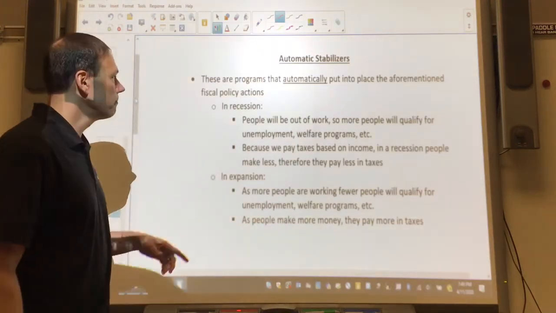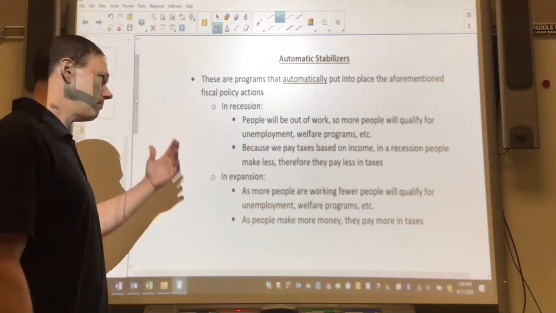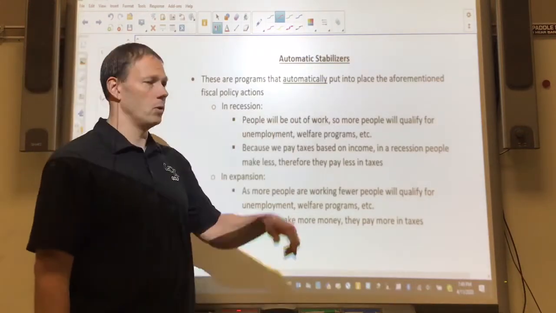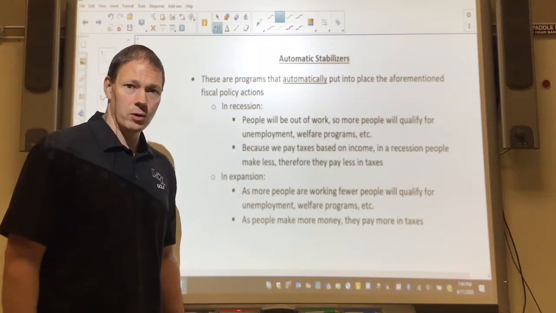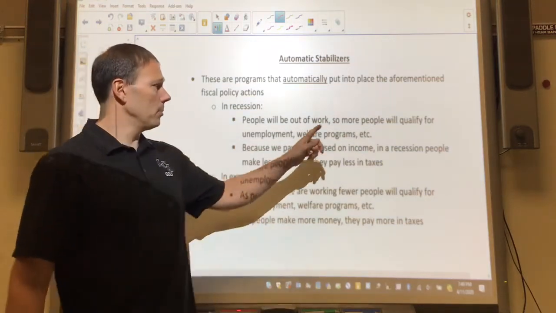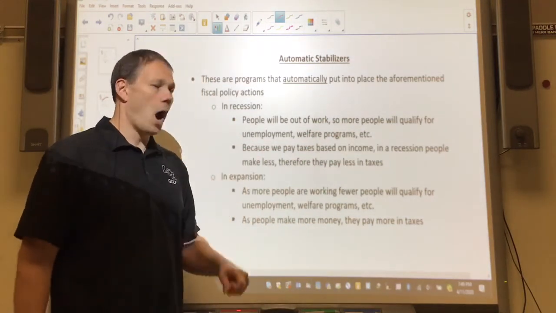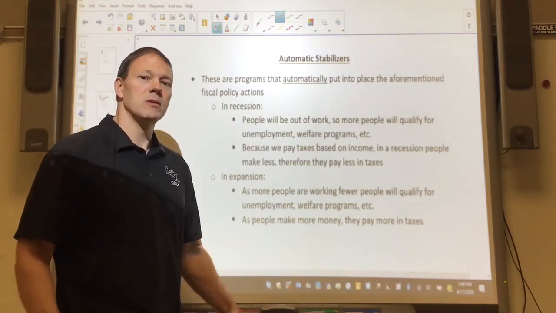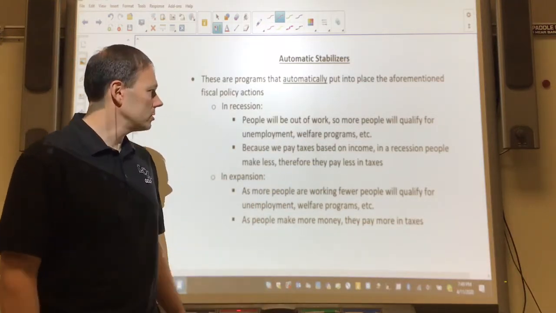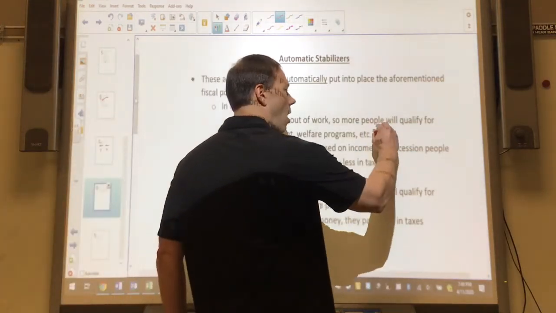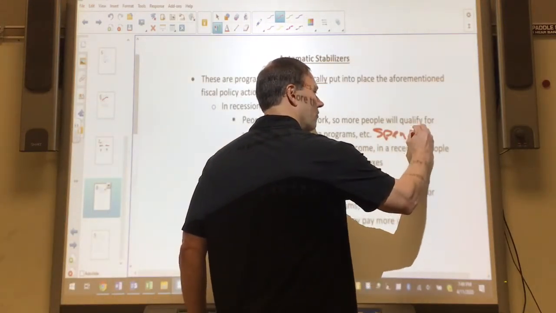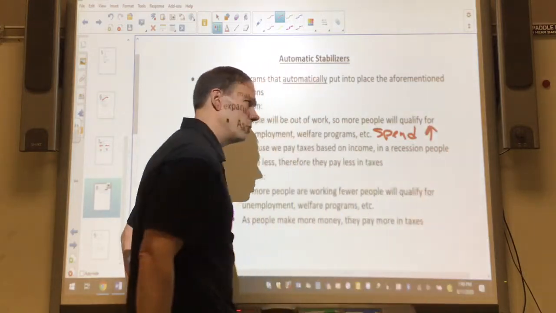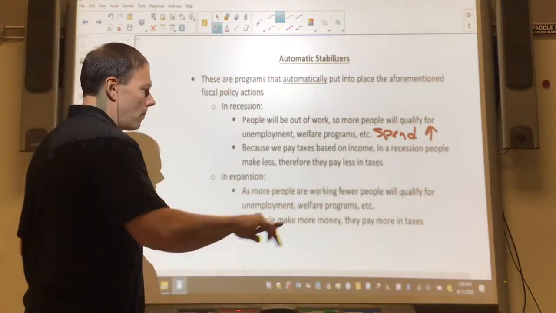So examples, in recession. Well, in recession what happens? People are out of work. If people are out of work, they're making less money. So more people are going to qualify for unemployment and welfare type programs like housing allowances and food stamps and things along those lines. And so you're going to see an automatic boost in government spending, okay, during a time like that.